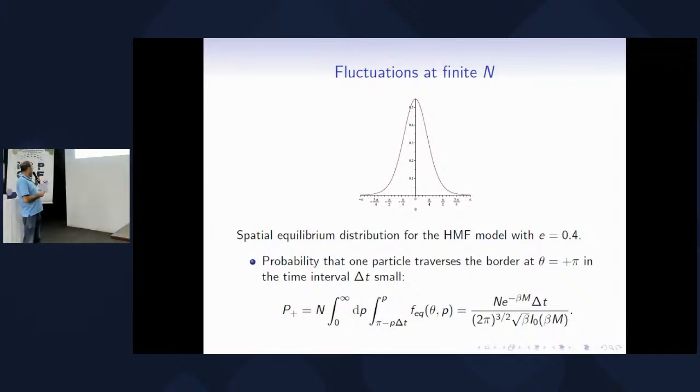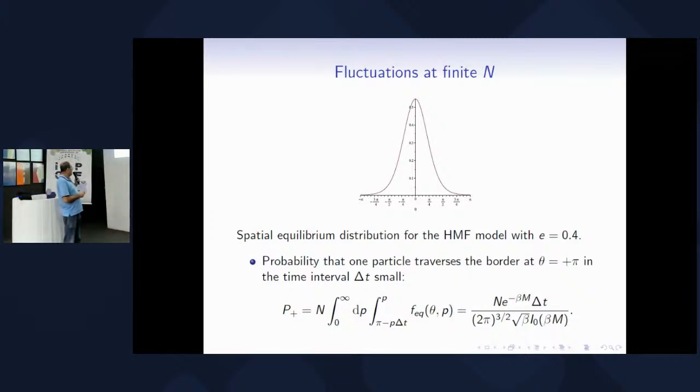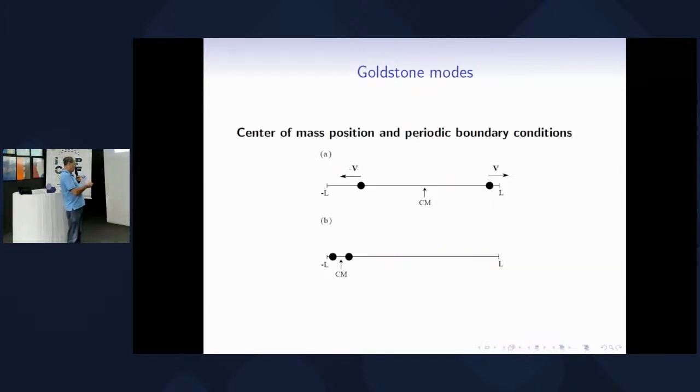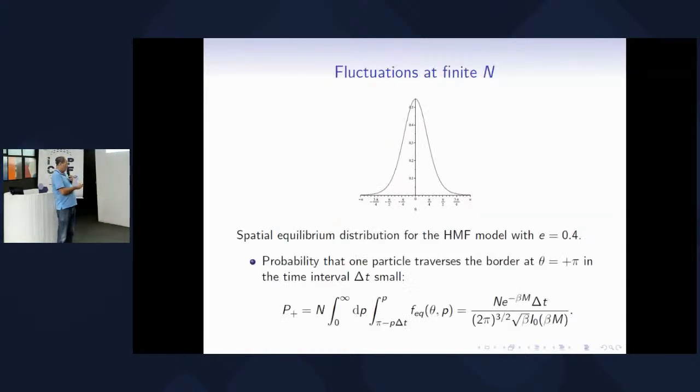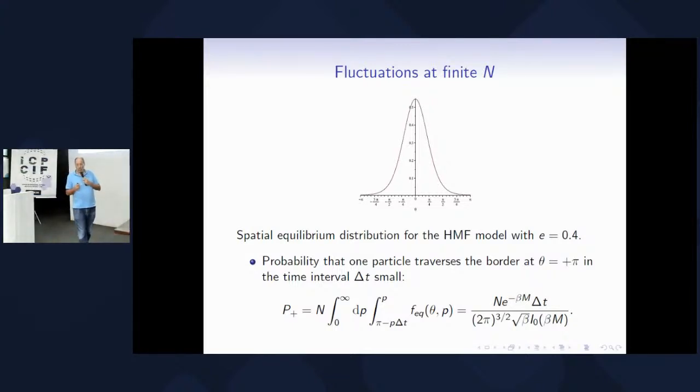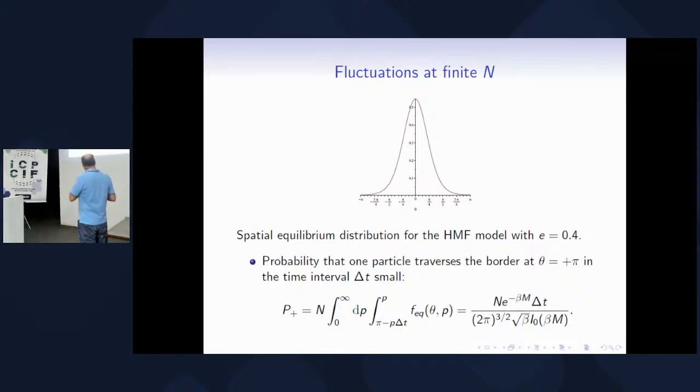So I have particles that cross at each border, like in this figure here. Then there are particles that cross here, and a number of particles that cross at the other border. In the thermodynamic limit, the number of particles that cross at each border is the same. But with finite n, it is not the same. There are some very small fluctuations, okay? So we can compute the number of particles that cross, for instance, at plus pi here, which I call p plus, is given by this expression.